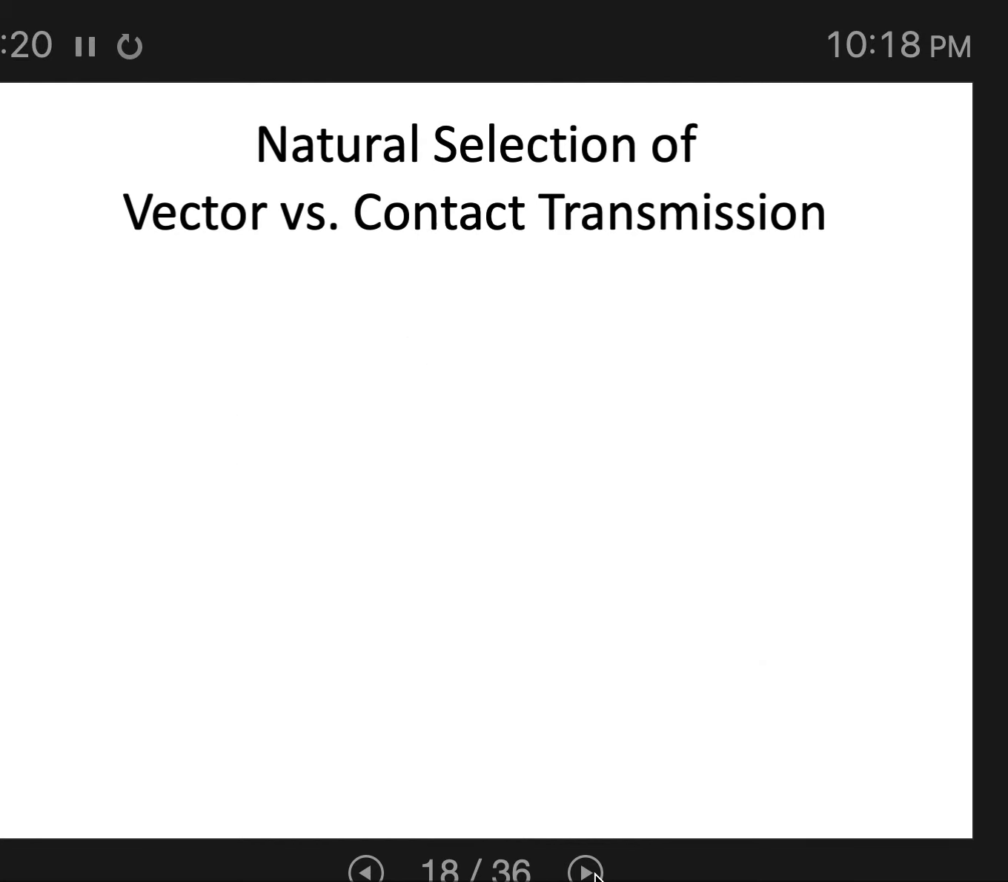So let's talk a little bit about how this relates to natural selection and evolution of pathogens. How do pathogens evolve over time? How do they typically evolve over time? We talked about this a little bit when we talked about the Spanish flu, but now we're going to go into this in a little more detail.